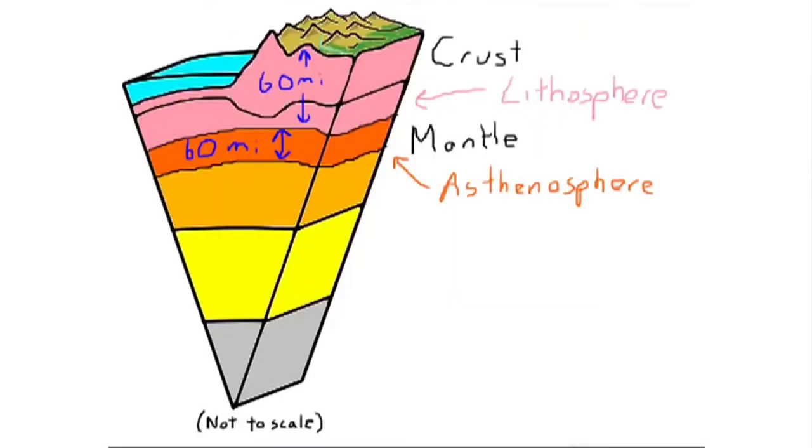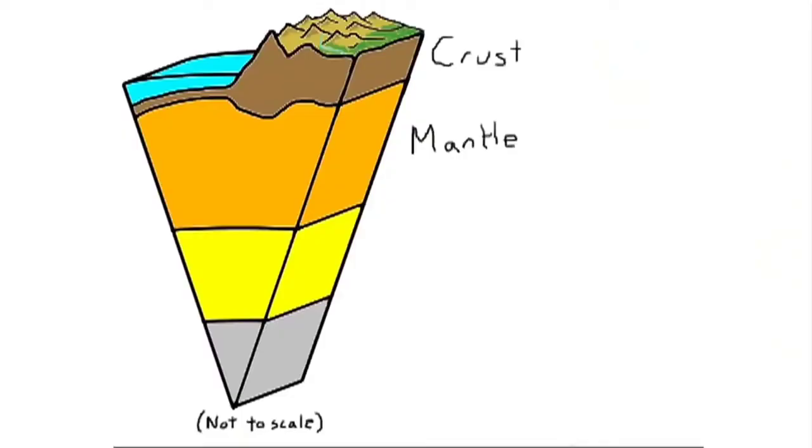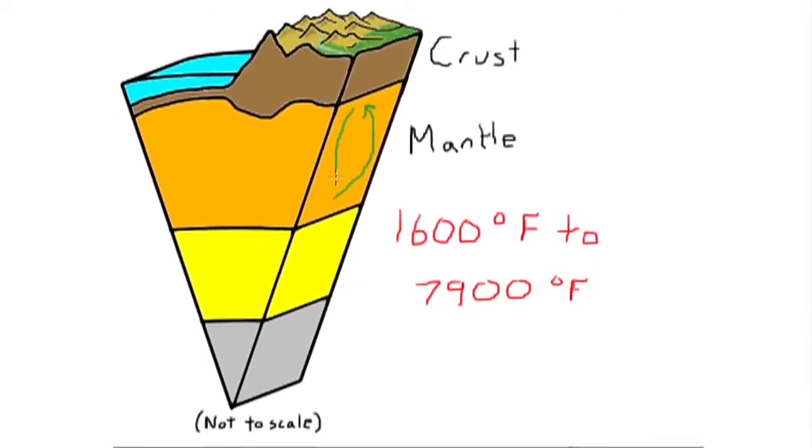Now that you know about these particular layers, let's get back to the mantle, though the name's not as fun as the other ones. The mantle is made of superheated rock. The temperature of the mantle varies from 1600 degrees Fahrenheit at the top to about 7900 degrees Fahrenheit near the bottom. Due to these great temperature differences, heat currents are generated that carry heat from the hot inner mantle to the cooler outer mantle, causing movements inside the Earth.